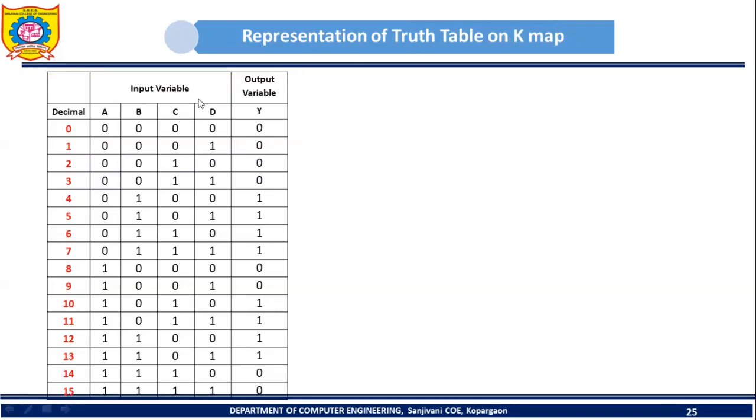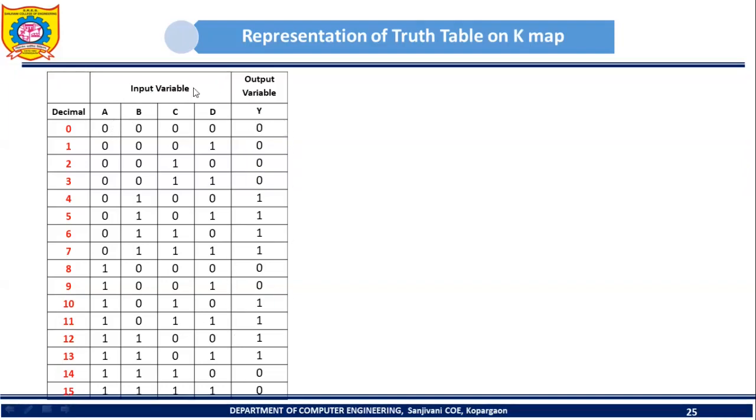So here I have taken one truth table. This truth table has 4 input variables and there is one output variable. For 4 variables we will get total 16 combinations. So here I have written all those 16 input combinations. Then in the output column some random values are mentioned. So don't bother about this output column.